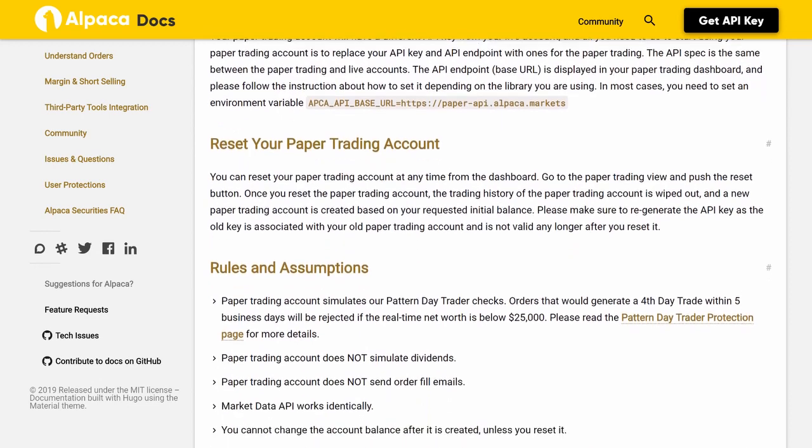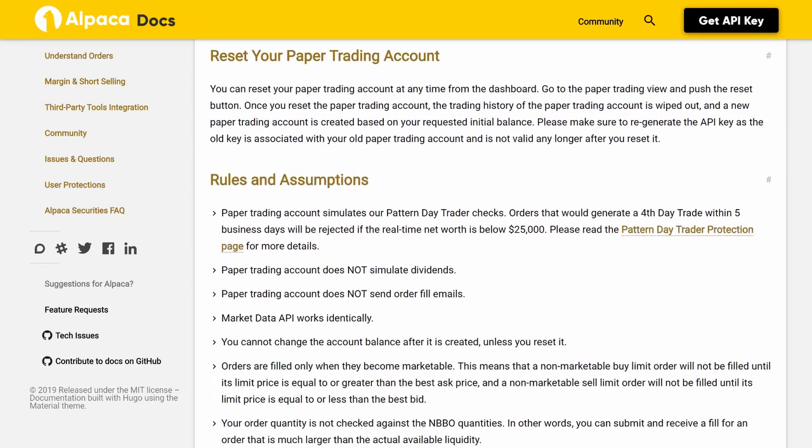Reset your paper trading account. You can reset your paper trading account at any time from the dashboard. Go to the paper trading view and push the reset button. Once you reset the paper trading account, the trading history of the paper trading account is wiped out, and a new paper trading account is created based on your requested initial balance. Please make sure to regenerate the API key as the old key is associated with your old paper trading account and is not valid any longer after you reset it.